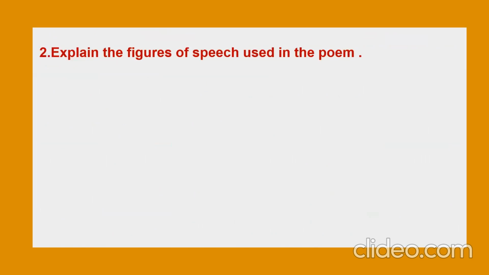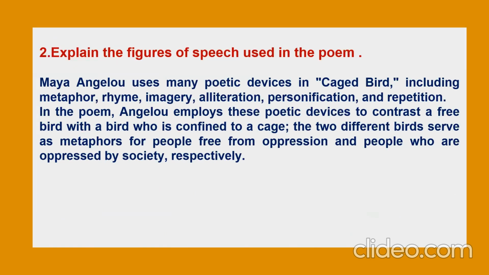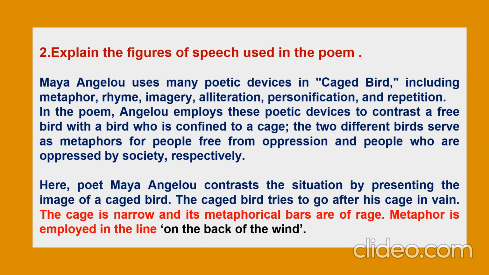Question number 2. Explain the figures of speech, the artistic beauty of this poem. Maya Angelou has used many poetic devices in this poem Caged Bird, including metaphor, rhyme, imagery, alliteration, personification, and repetition. In the poem Caged Bird, Maya Angelou employs these poetic devices to contrast a free bird with a bird who is confined to a cage. The two different birds serve as metaphors for people who are free from oppression, and the people who are oppressed by the society, respectively. Here, the poet contrasts the situation by presenting the image of a caged bird.